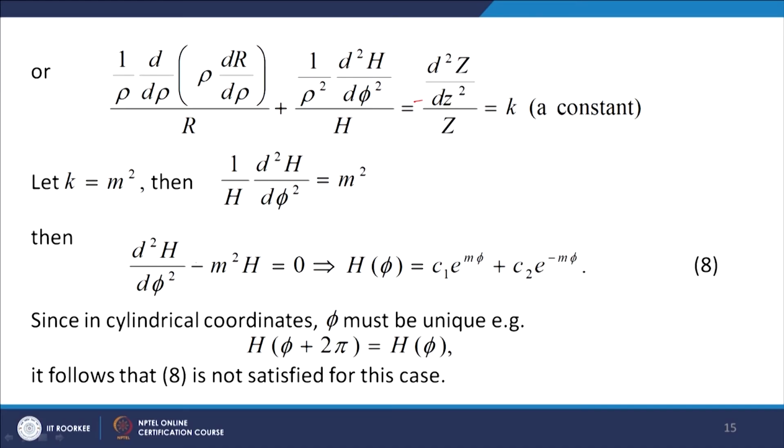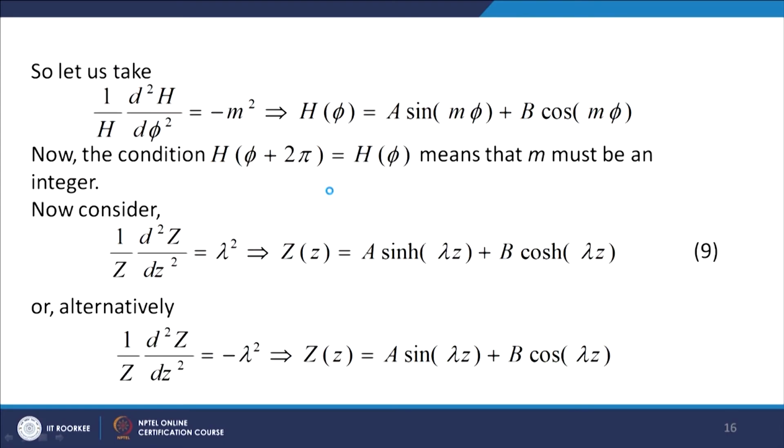So we consider 1/H d squared H over d phi squared to be equal to minus m squared, and we get H(phi) equal to a sin m phi plus b cos m phi. Now H(phi plus 2 pi) is equal to H(phi), as we can see from here, because H(phi) consists of trigonometric functions. For H(phi plus 2 pi) to be equal to H(phi), it is necessary that m be an integer. So for this condition we have to assume that m is an integer.